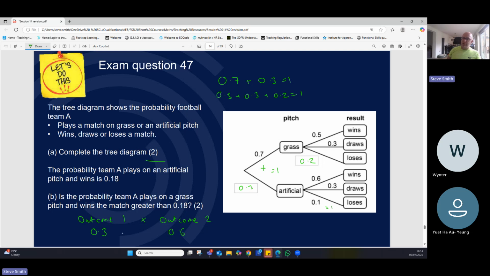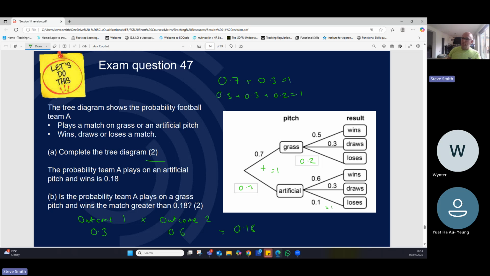And this is a calculator question, so we can use a calculator if you wish, but when we're multiplying 0.3 by 0.6, it's not 1.8. It is, as it shows here, 0.18. So that's what it's in here. The probability of artificial pitch and wins. We can see artificial pitch and wins.